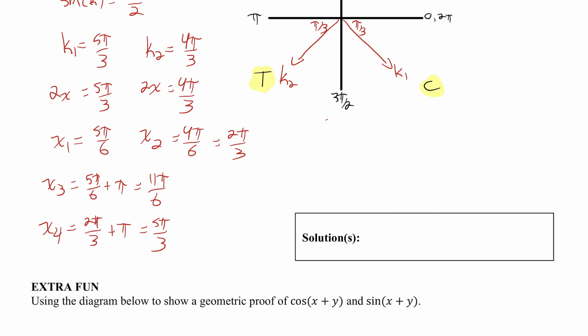Those are my answers in the second cycle of sine of 2x. So I have 4 answers to this equation: 5 pi over 6, 2 pi over 3, 11 pi over 6, and 5 pi over 3. There's all 4 answers to that equation.